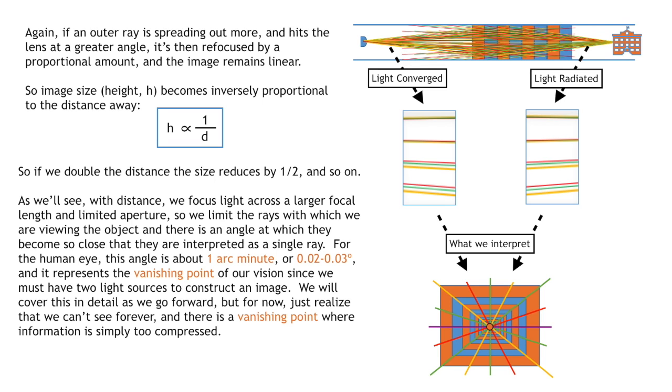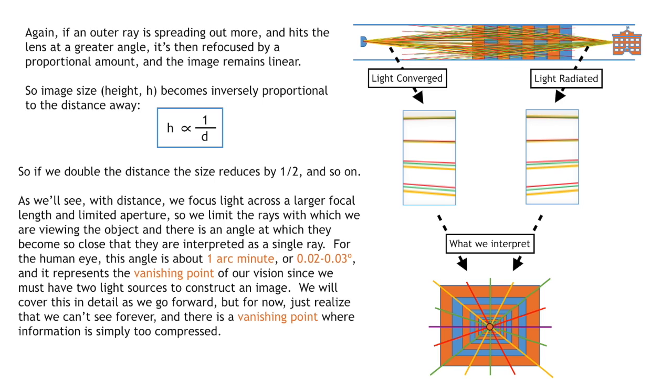So as we'll see, with distance we focus light across a larger focal length and limited aperture. So we limit the rays with which we are viewing the object, and there is an angle at which they become so close that they are interpreted as a single ray. For the human eye, this angle is about 1 arc minute, or 0.02 to 0.03 degrees, and it represents the vanishing point of our vision, since we must have 2 light rays or 2 light sources to construct an image. We will cover this in detail as we go forward, but for now, just realize that we can't see forever. There is a vanishing point where information is simply too compressed.